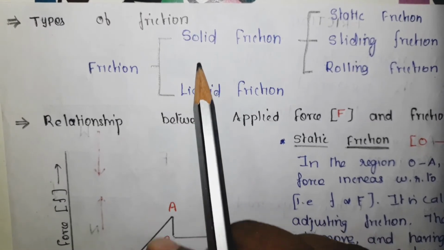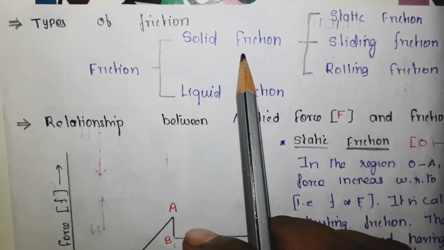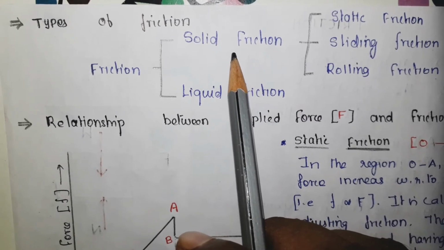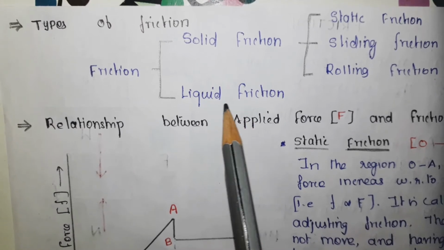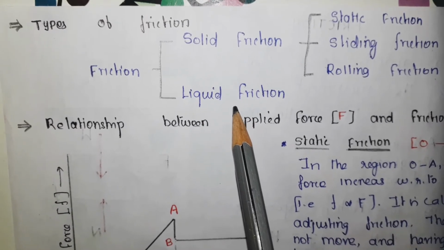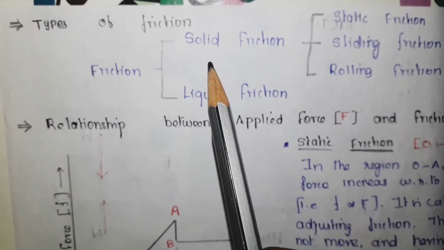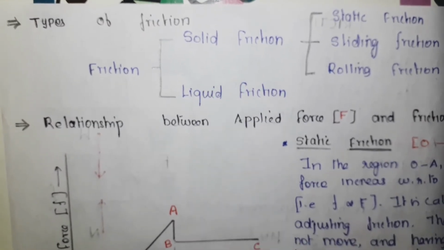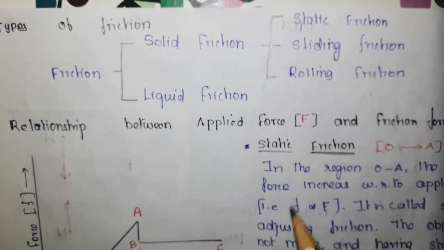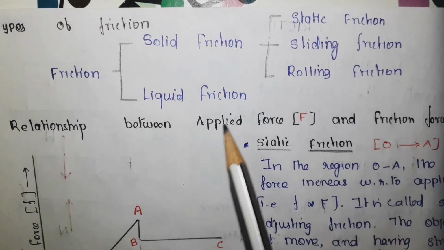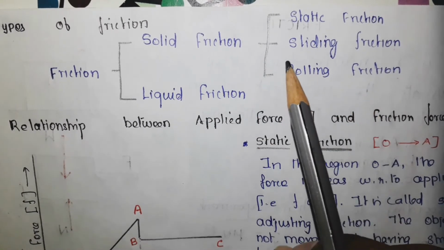Friction can be classified into two types, solid friction and liquid friction. Solid friction can also be called dry friction, whereas liquid friction can also be called wet friction. Liquid friction exists in fluids and gases, and solid friction exists in solids. Now the solid friction can also be classified into three types. First one is static friction, then sliding friction, then rolling friction.